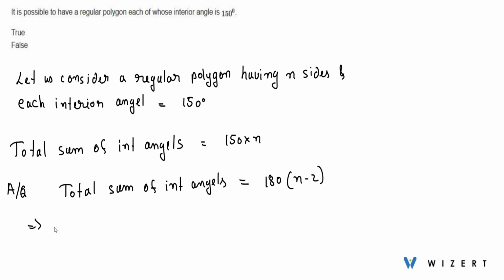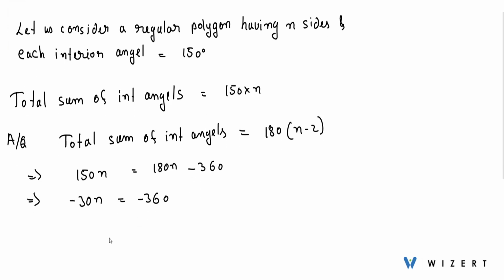So the required equation will be 150n equals 180n minus 360. So it will become minus 30n equals minus 360. Now what is n? n is nothing but the number of sides of a regular polygon, and if it comes out to be an integer whose value is greater than or equal to 3, then the given statement is true. But if it comes out to be an integer which is less than 3 or it comes out to be a fraction, then the given statement is false.